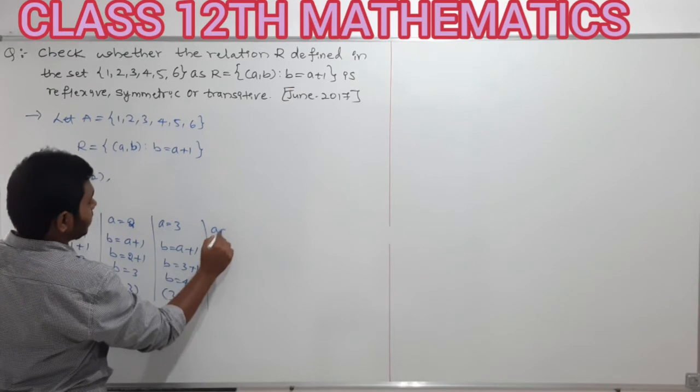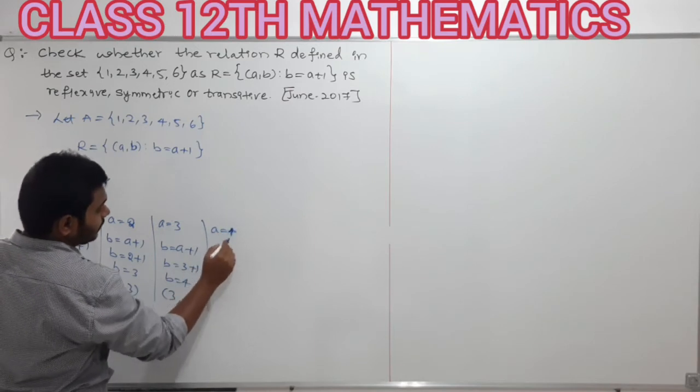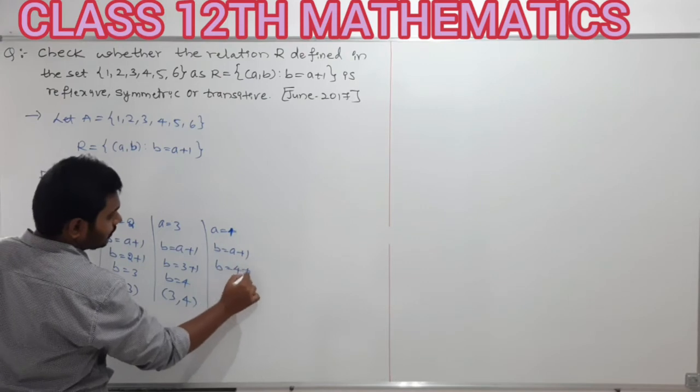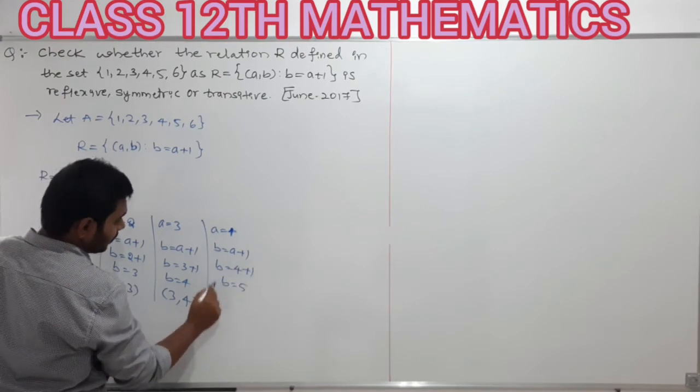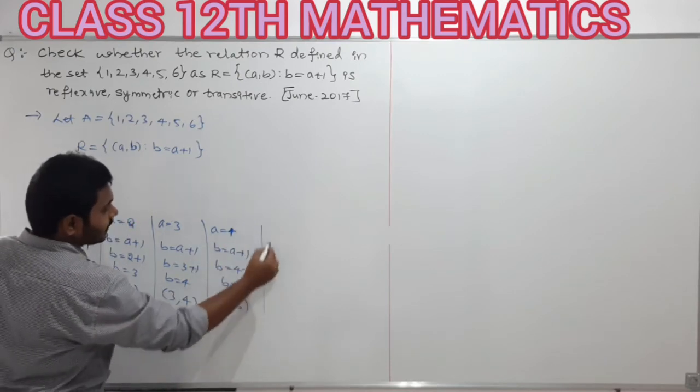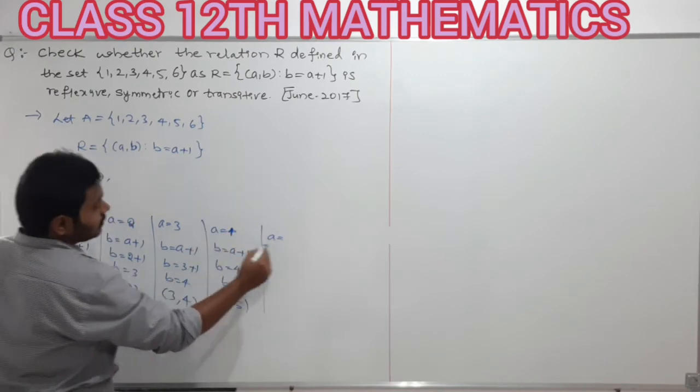And if you take A equal to 4 here, then B is equal to A plus 1, B is equal to 4 plus 1, so B is equal to 5. So therefore here it is (4, 5). And next, my dear students, A equal to 5 I am taking.